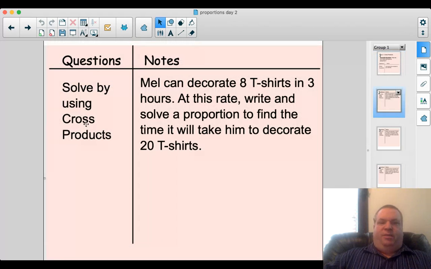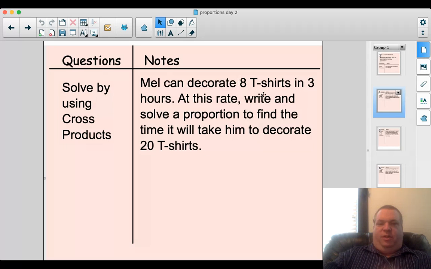Okay, so let's start with this one. Mel can decorate 8 t-shirts in 3 hours. At this rate, write and solve a proportion to find the time it will take him to decorate 20 t-shirts. Okay, and this is a pretty common setup for a proportion problem, we're given one ratio and half of another ratio. So we want to find the time it'll take to decorate 20 t-shirts.